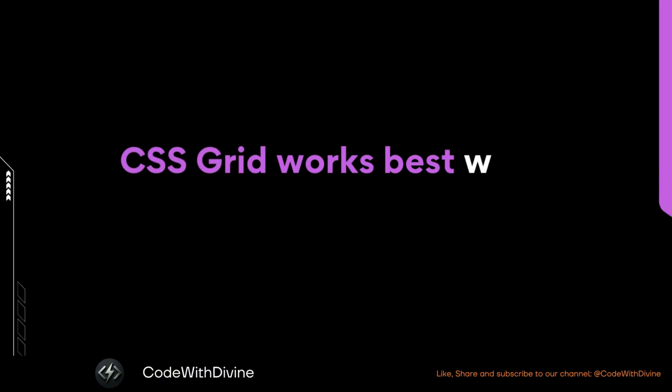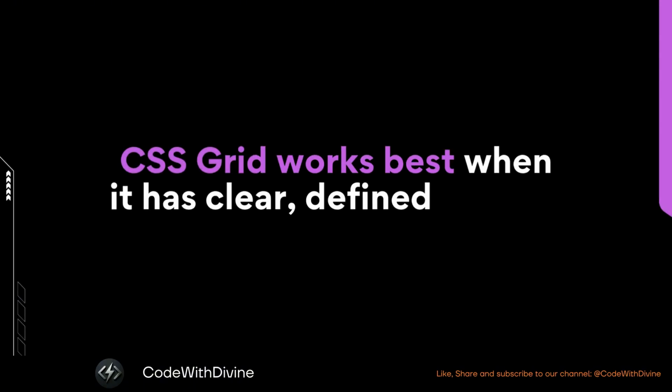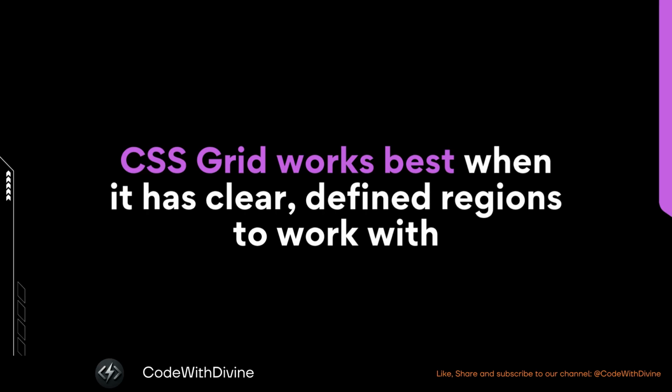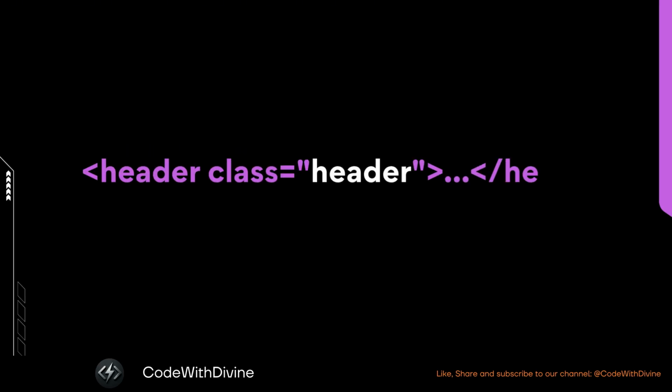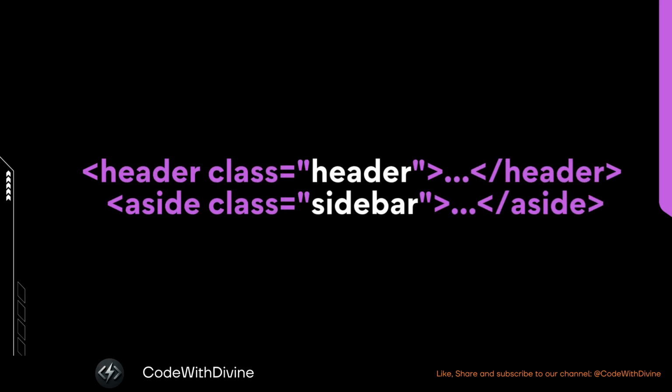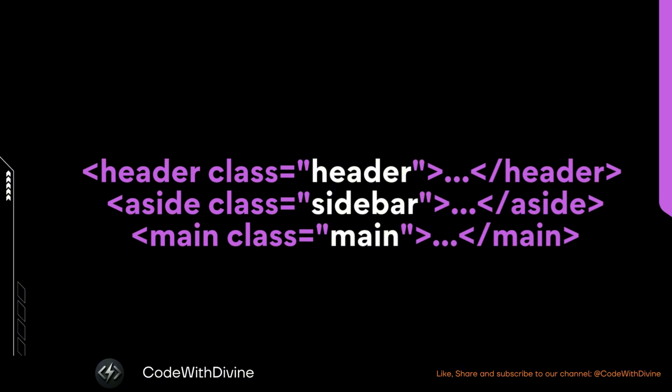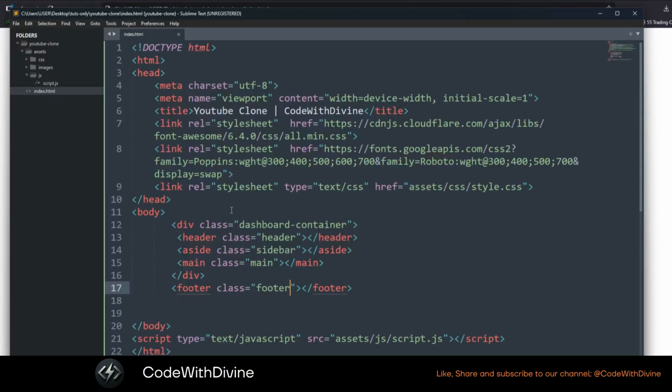The key thing to understand is that CSS grid works best when it has clear defined regions to work with. These 3 elements are our big boxes that grid is going to position perfectly for us. Pause for a second and make sure your HTML structure looks exactly like mine. Trust me, if we get this foundation right, everything else becomes way easier.